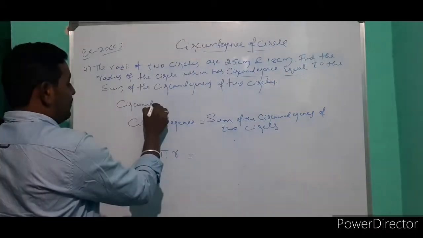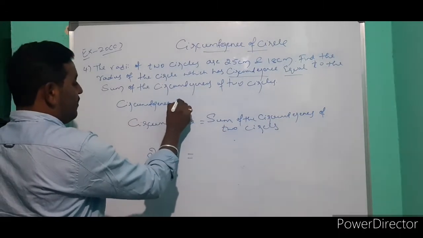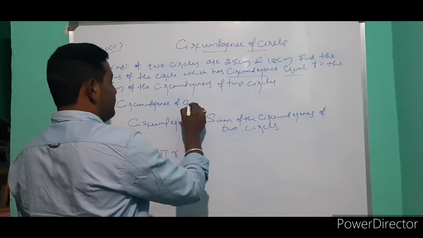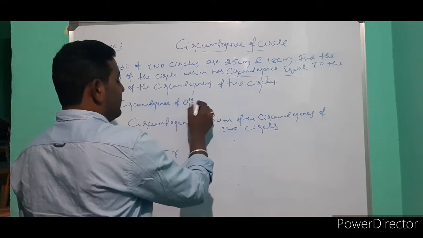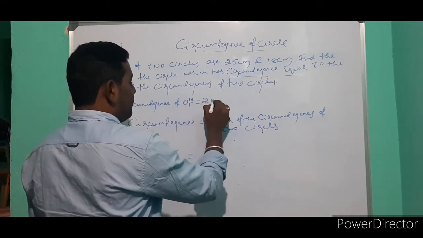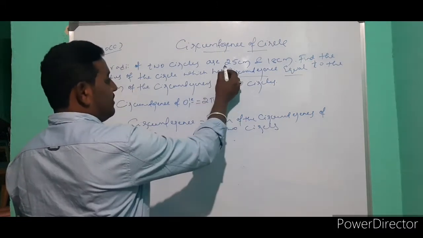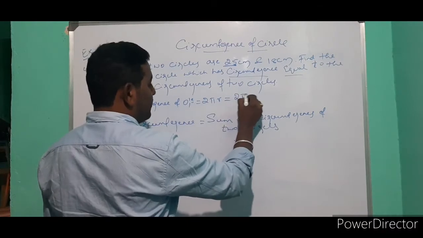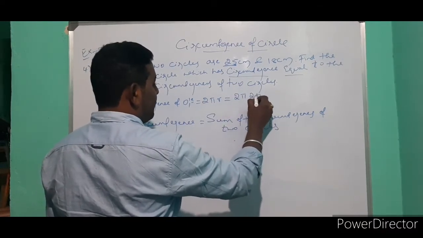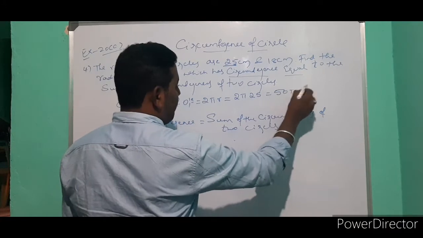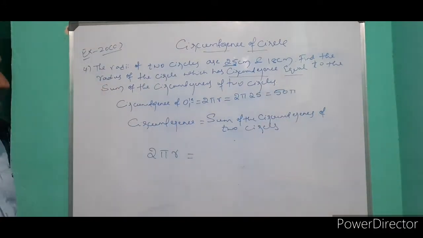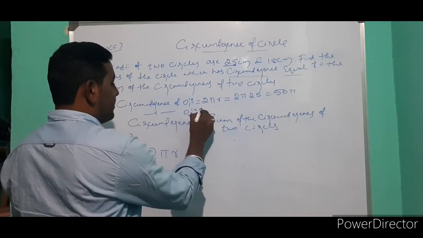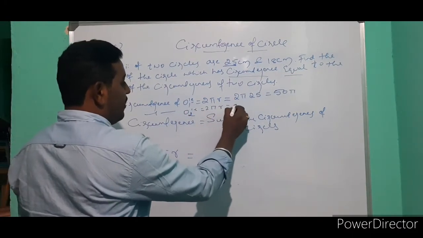the circumference of circle 1. Circle 1 is equal to 2 pi r. What is the radius? First circle, 25. 2 into pi into 25, that is 50 pi. Next one.